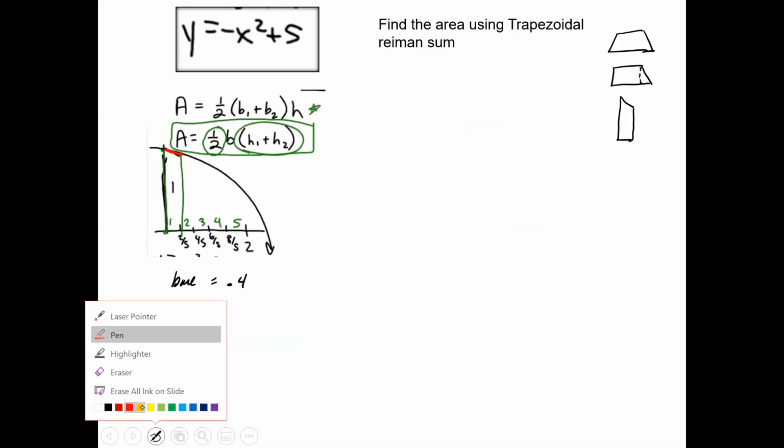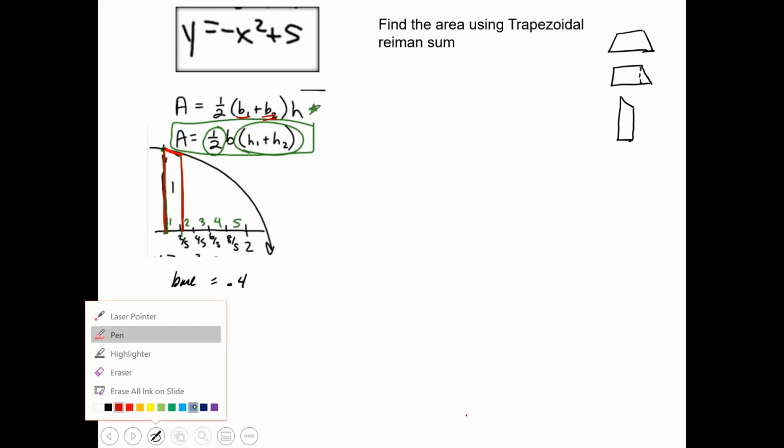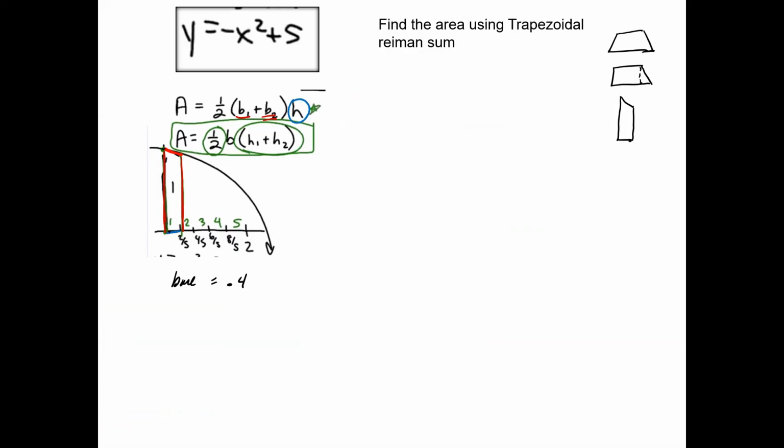So your base 1 is going to be this part right here. That's your first base. Plus base 2, which is this part right here. That's your second base. Your height is going to be this part right here. And I know you're like, but wait a second, you're now switching it up. I am technically switching a little bit because you're rotating your trapezoid over, but just keep in mind that your base is 0.4.